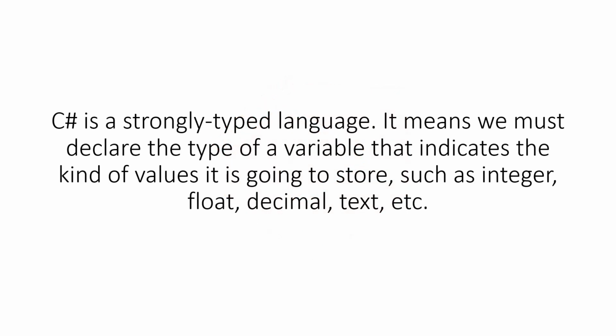C# is a strongly typed language. It means we must declare the type of a variable that indicates the kind of values it is going to store, such as integer, float, decimal, text, etc.